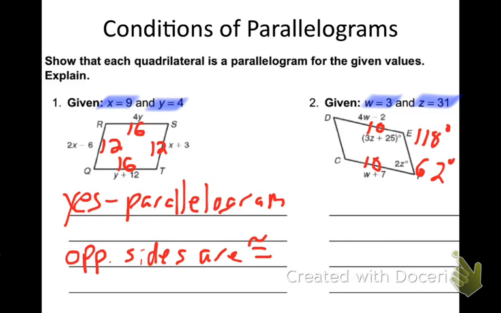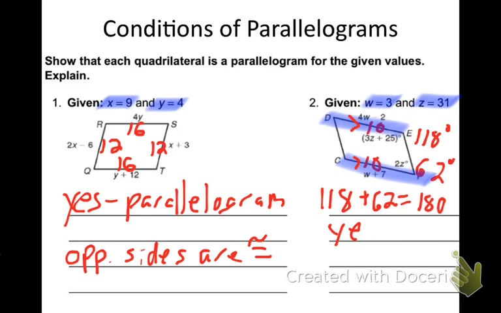No. What type of angles do those have to be? Supplementary. So we check, is 118 plus 62 180? Yeah, that's 180. So what's that tell me about lines DE and lines CF? They are parallel. So is this a parallelogram? Yes, it is. Yes, this is a parallelogram.